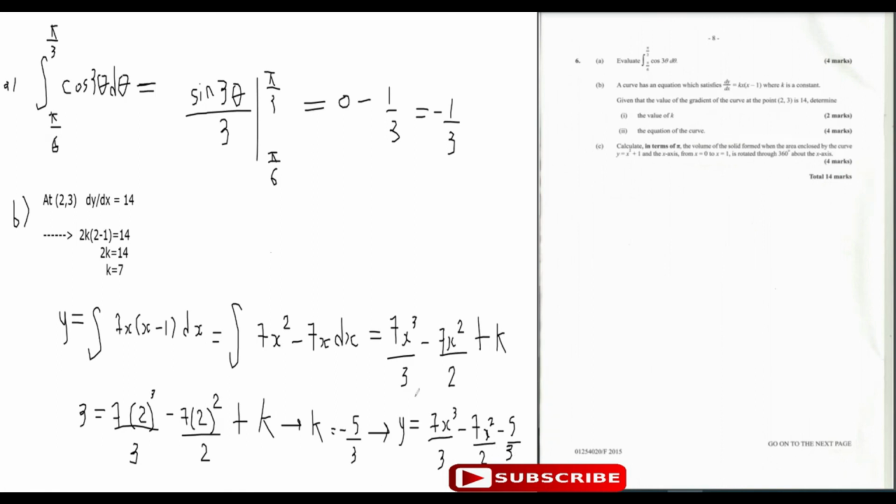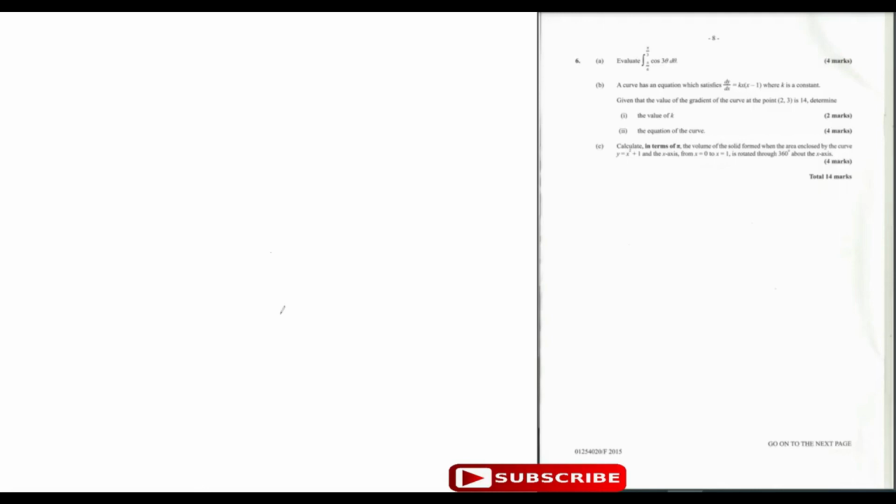Now part C. Part C asks us to find the volume of the solid enclosed by the region y equals x squared plus 1 rotated around the line x being 0 and x being 1. First thing we need to remember is that volume is equal to pi times the integral from a to b of y squared dx. That's the formula for volume. So volume is equal to pi times the integral from 0 to 1 of y squared, and y squared is going to be x squared plus 1 all squared dx.